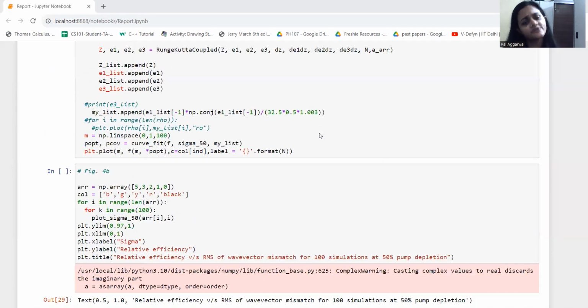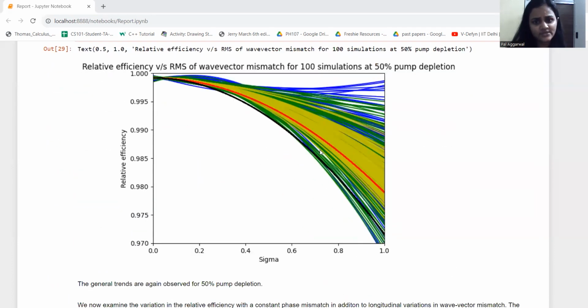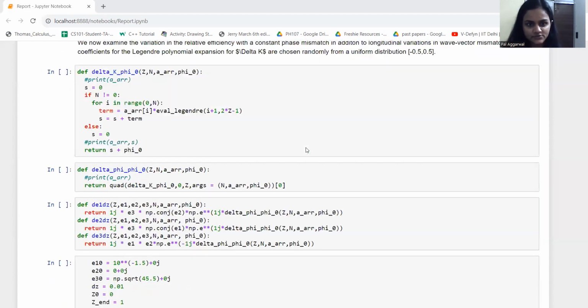And a similar plot for the 50% depletion case is this one. Here also we see that the dip is again significant for the n equal to 0 case, but this dip is actually comparable with the minima of the other n values.